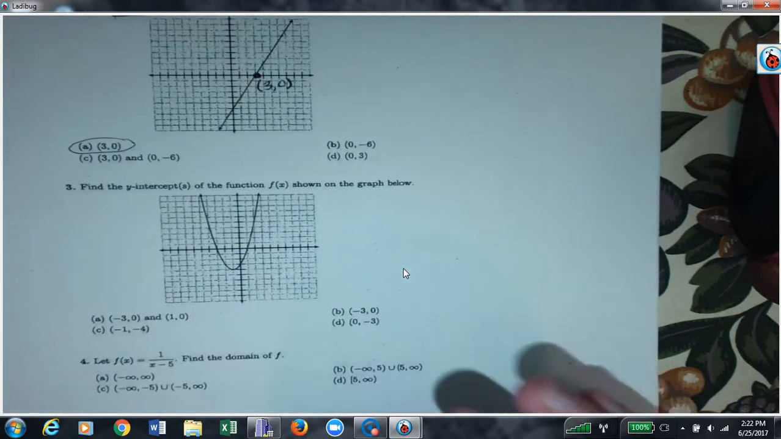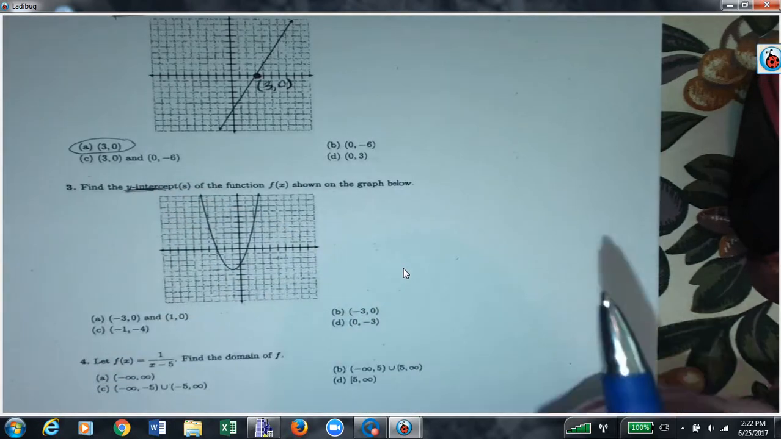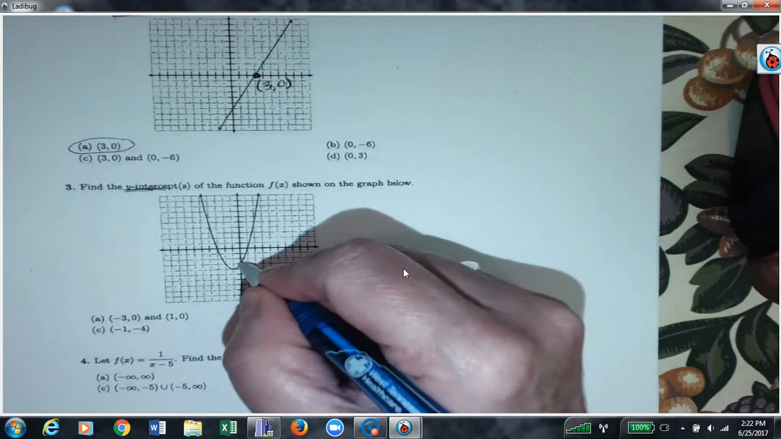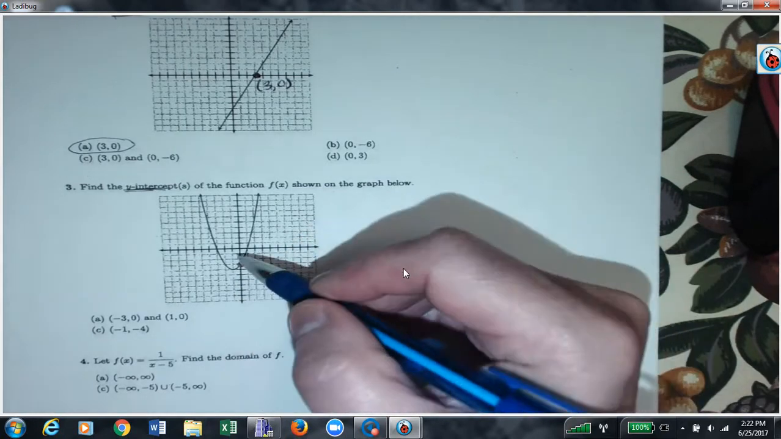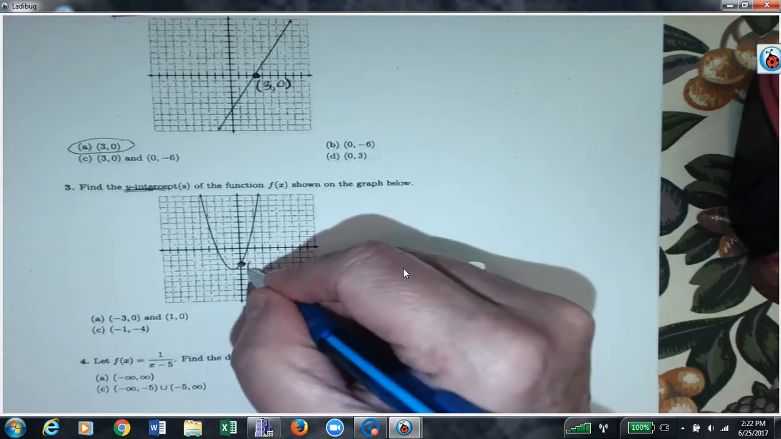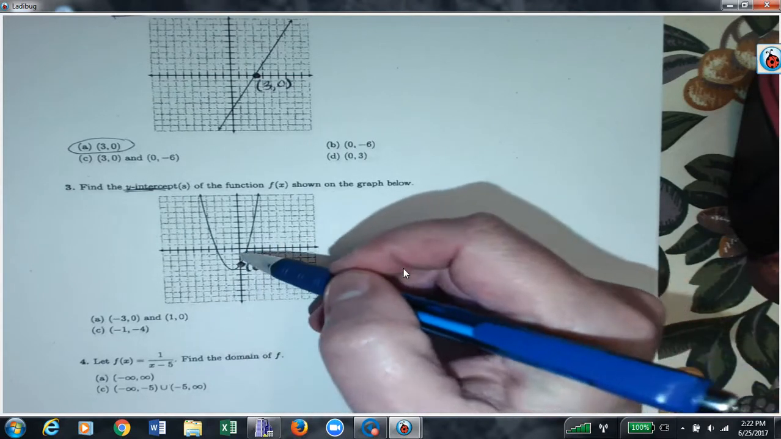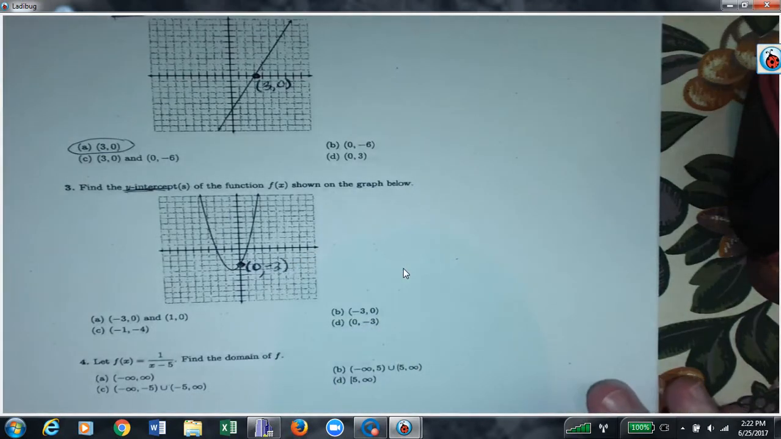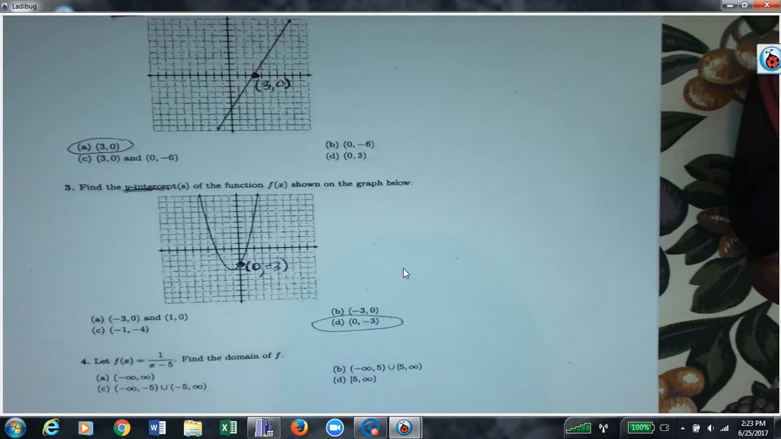Number 3, find the y-intercept. So I'm looking at where this crosses the y-axis. It crosses the y-axis here. And what are the coordinates of this point? Well, the x-coordinate is 0, and the y-coordinate is negative 1, 2, 3. So that is the y-intercept. Okay, this selection A is where the x-intercepts are, and the question was find the y-intercept. So the answer to number 3 is D.